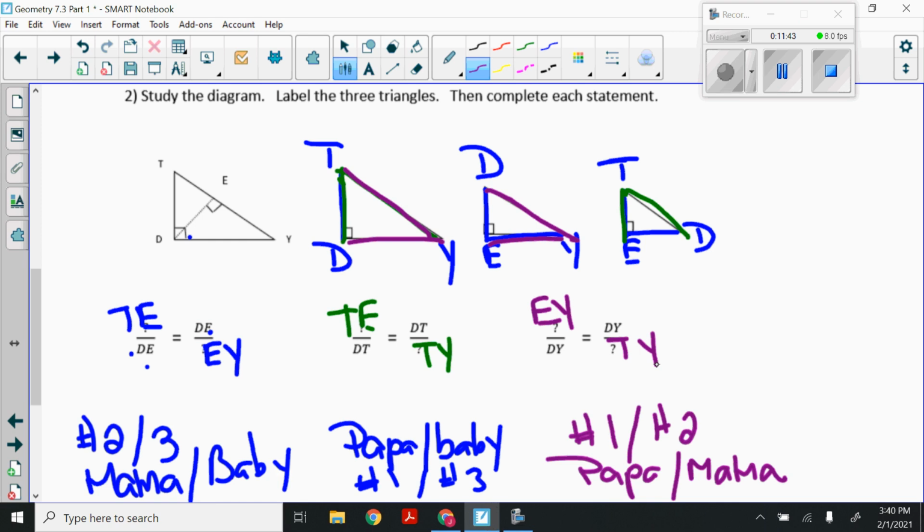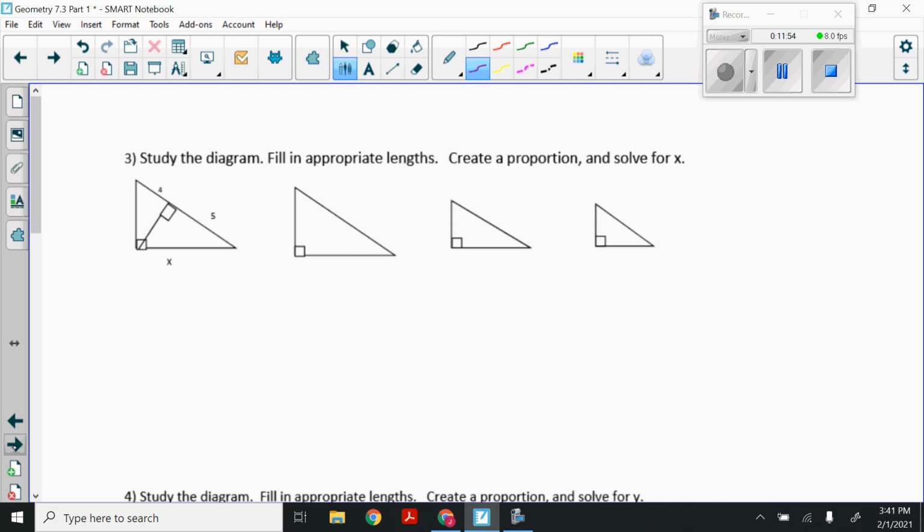So, of course, now that we've seen that we can create proportions with these similar triangles, we can use those to find missing links in the triangles. So our last page, it says study the diagram, fill in the appropriate links. Okay? Again, if it's easier, we can go ahead and label this. So I can label this triangle A, B, C, and then the altitude is D.